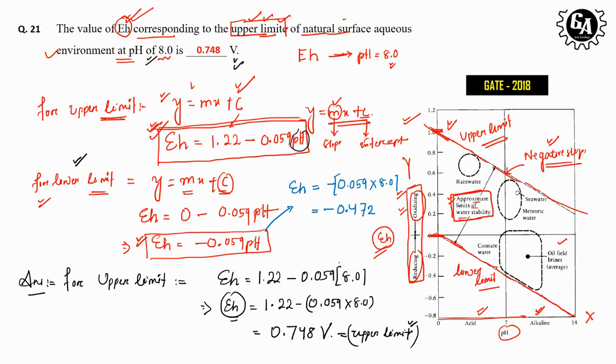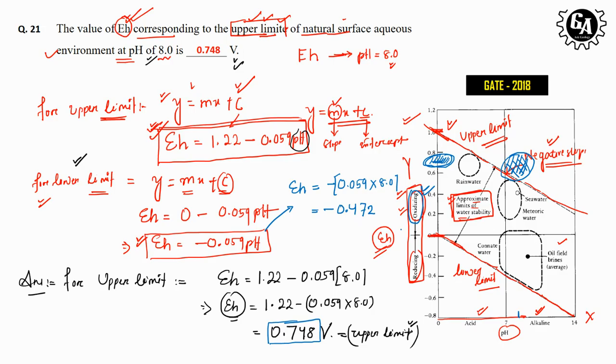0.472. And you can see from this EH value, if it is 0.748 volt, in this case it will come here. And what is the corresponding pH value? That is 8. This is 7, then here will be 8. So in this case the region will fall here for the upper limit, and you can see it is in oxidizing condition.